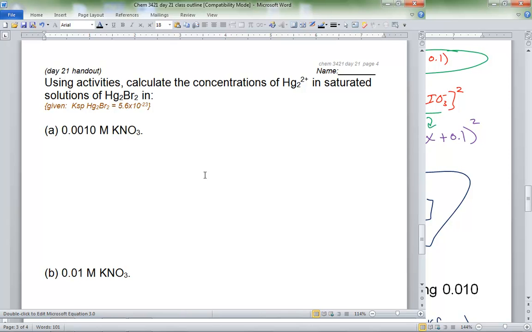So use activities and calculate the concentrations of the mercury(I) ion in saturated solutions of mercury(I) bromide. Yep. So you said if your Ksp. Right. No, hang on. Here they're giving you Hg2 2+. This has to be Hg2 2+, so it's not 2 Hg. It's a diatomic ion. So then that one's the same thing, right? That'd be 2 Br minuses. Yeah, that was my first question. Okay, so once you have that, you have your Ksp set up.